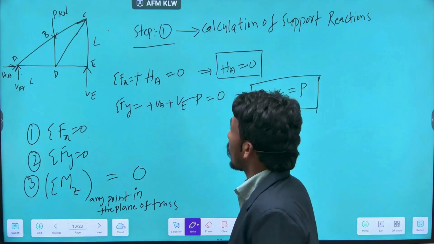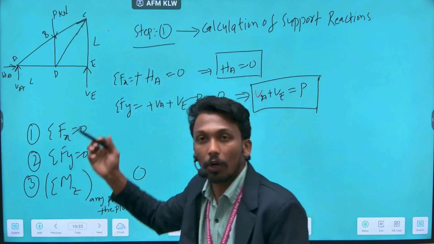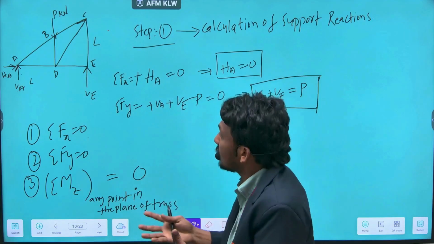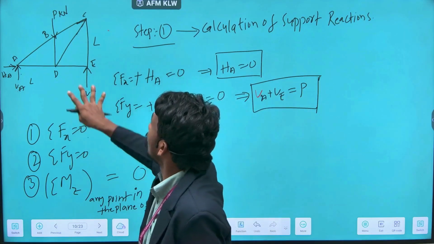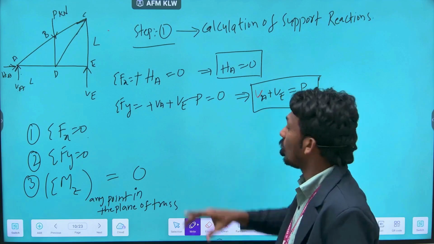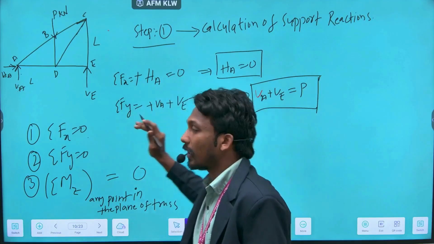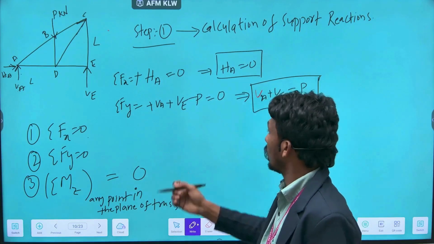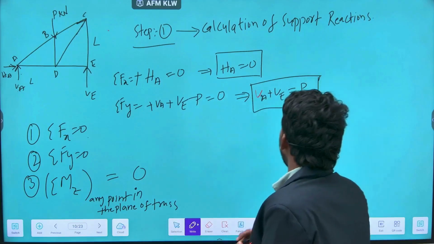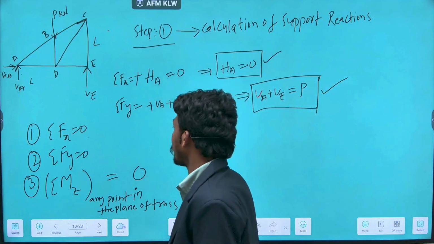Now if we observe the vertical direction, we have two forces acting upward and one force P acting downward. So for equilibrium, for balancing in the y direction, VA and VE should balance P. So VA plus VE should be equal to P. Like that we can directly write the equation. Instead of doing it mathematically, we can directly observe the truss and write these two equations. So that is our step 1.